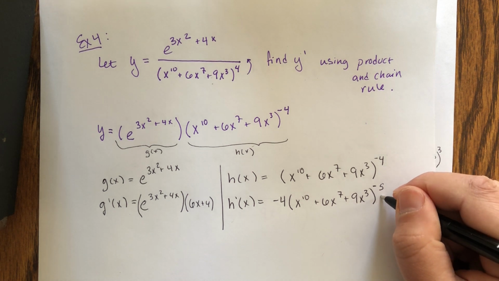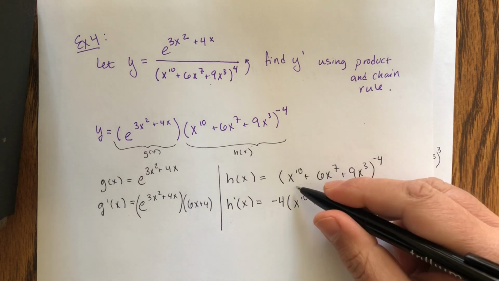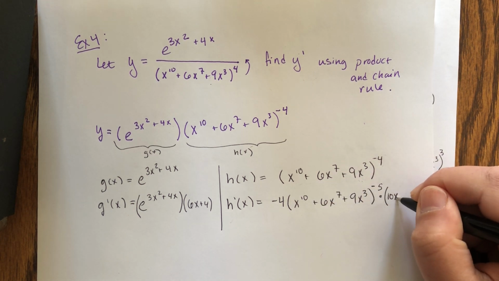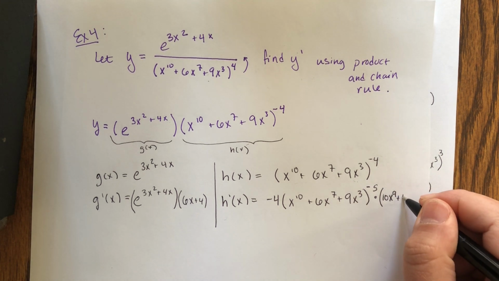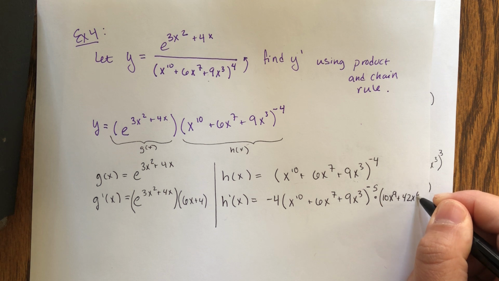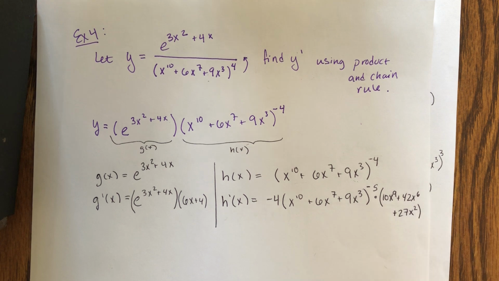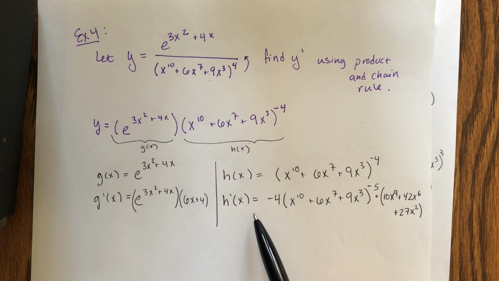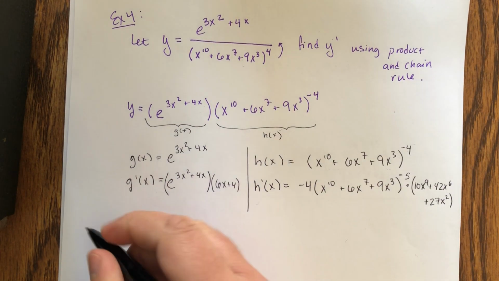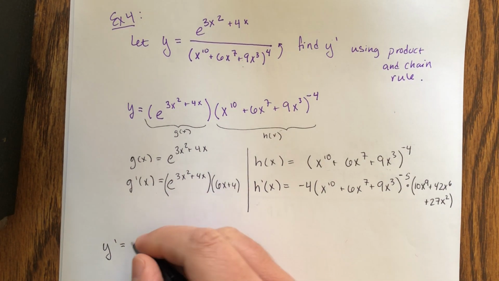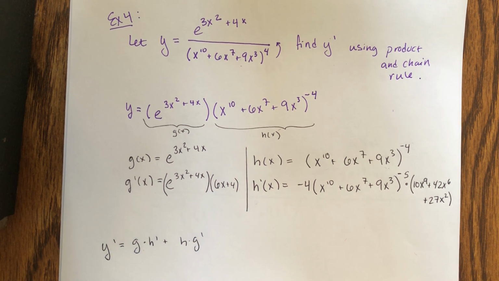And then I need to multiply by u prime, so multiply by the derivative of the inner function. The derivative of that inner function would be 10x to the 9th plus 42x to the 6th plus 27x squared. Okay, so that's my h prime function. And now finding the derivative of y just requires the product rule. So y prime would end up being g times h prime plus h times g prime.